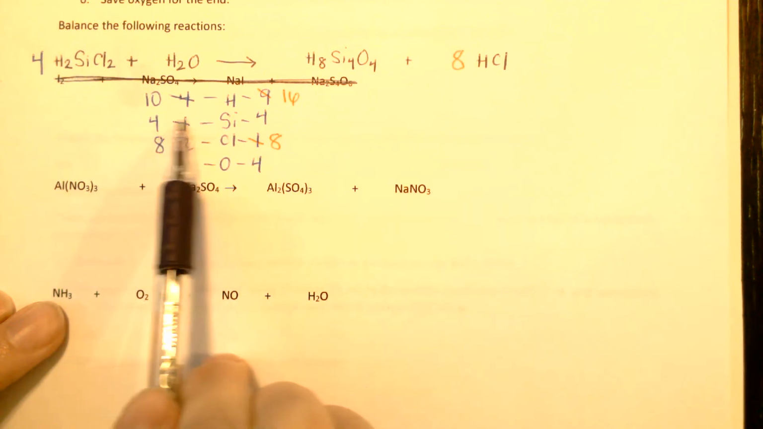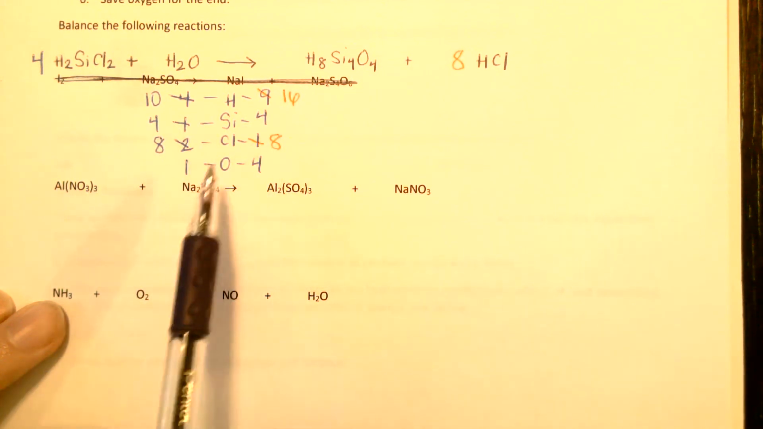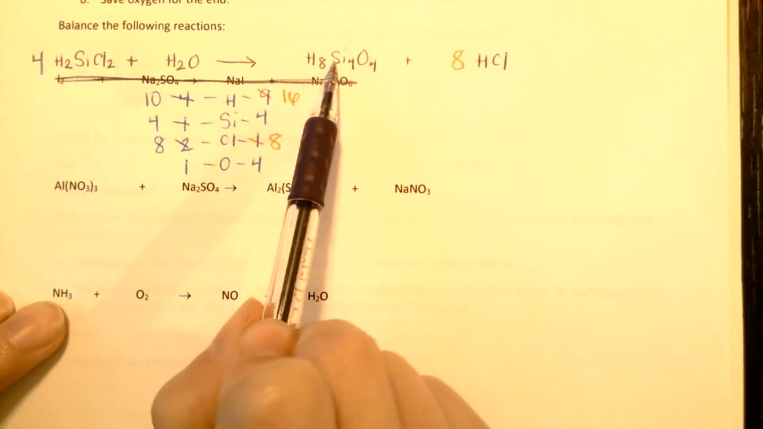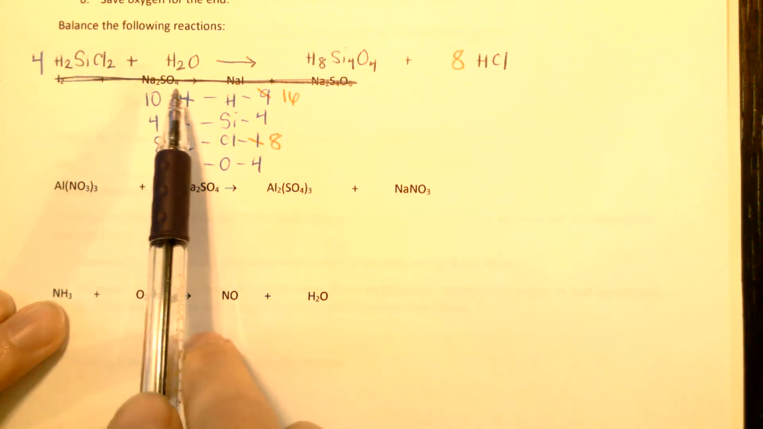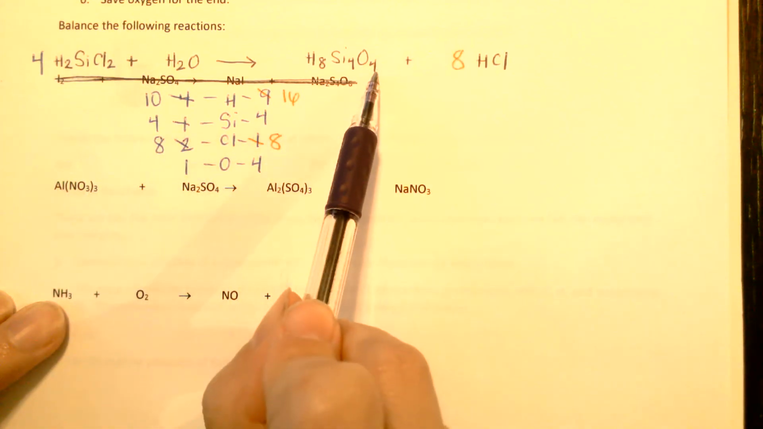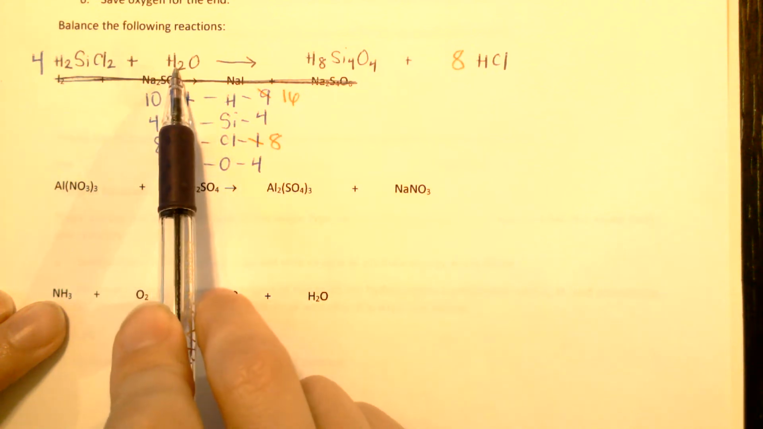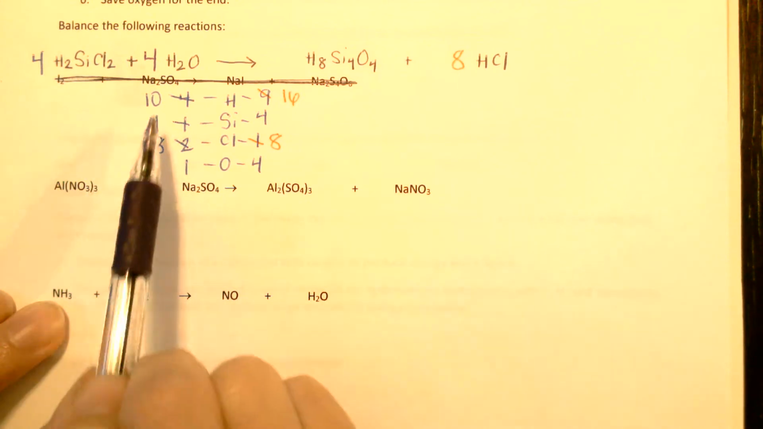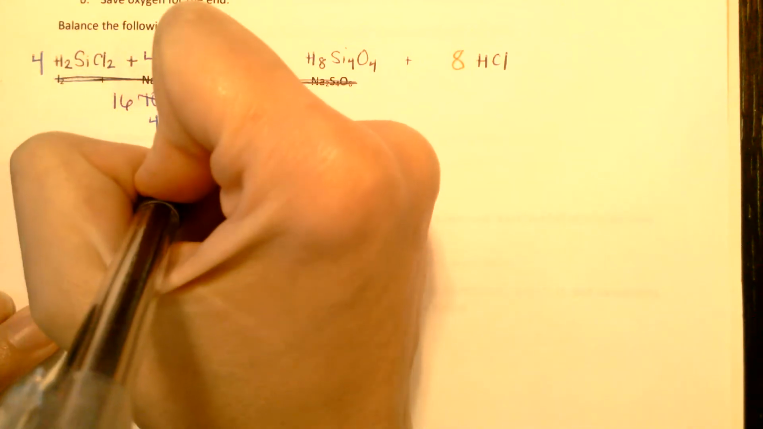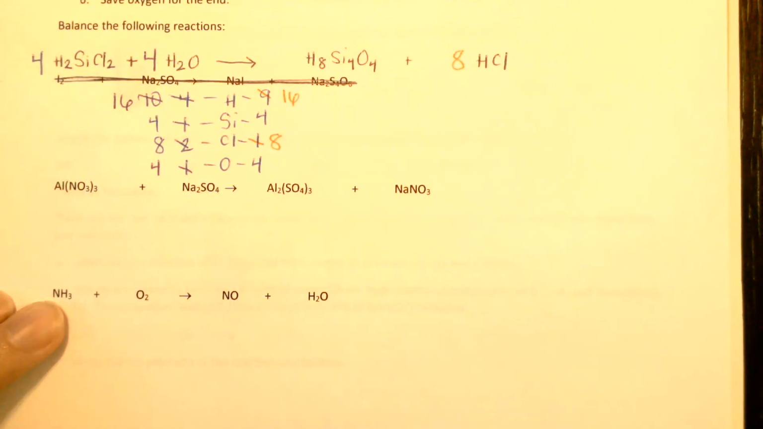Okay, so now we have Si balanced, we have Cl balanced. Let's move on to oxygen. Since hydrogen is in each one of these, I don't want to do it right yet. If we look at oxygen, I have 4 on this side. To get 4 on this side, I'm going to have to put a coefficient of 4 here. So 4 times 2 gives me 8, plus another 8 gives me 16. And then 4 times 1 gives me 4 here.